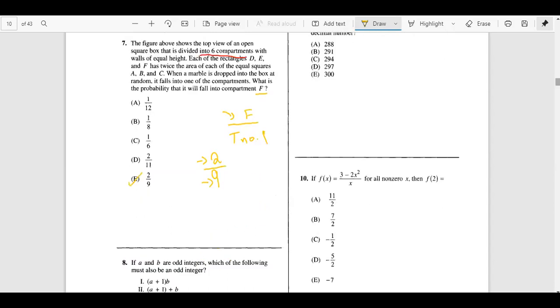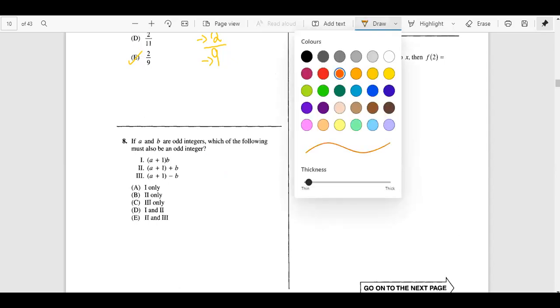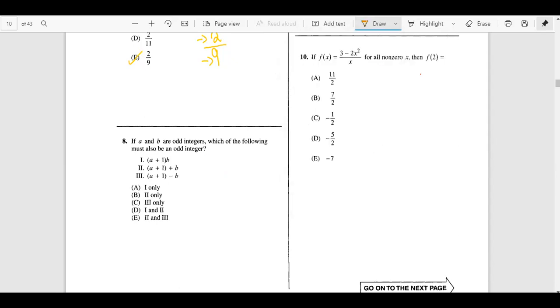Let's talk about the 8th question now. Okay, all right. Now just think of this question. If A and B are odd integers, think of A as any odd integer, let's say 3, and B is 5. Which of the following must also be an odd integer?